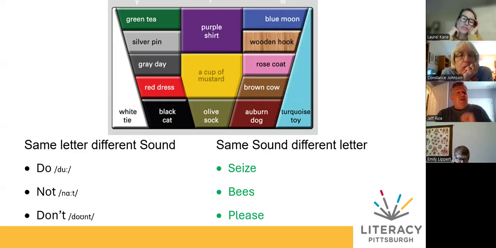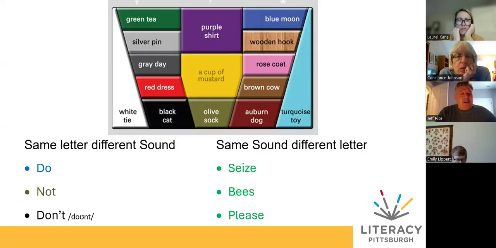Okay. Now, if we look over on the left, each one will be a different category because even though it's one letter, O, we have three different sounds. So first one, do. What category is do? Blue moon. Blue moon, good. And what about not? Olive sock. Olive sock. And don't. Rose coat. Rose coat, very good.